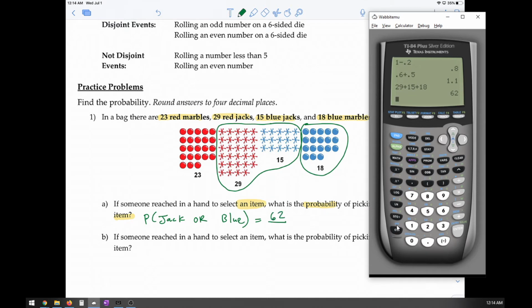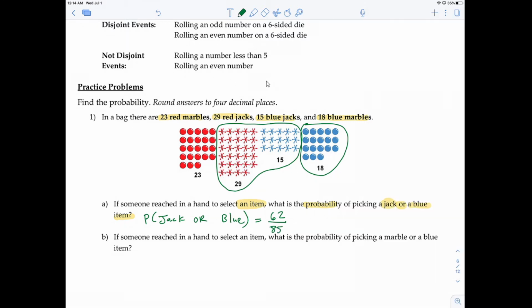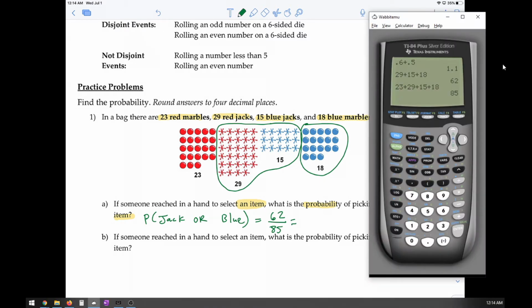Out of the total number of outcomes, which includes all the items, that would be 23 plus 29 plus 15 plus 18, which is 85. As a fraction, this is the answer. And if we want to change that to a decimal and round to 4 decimal places, we'd go 62 divided by 85, so that'd be approximately 0.7294.